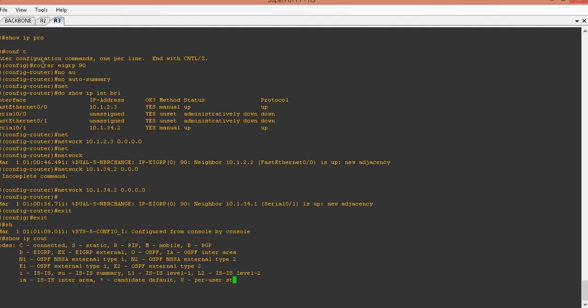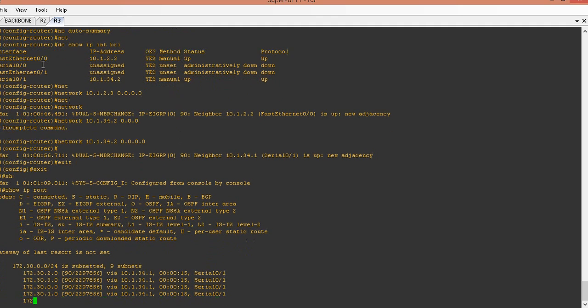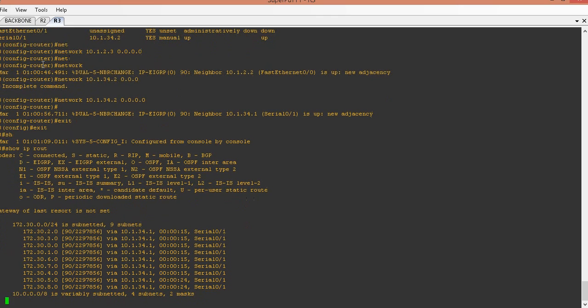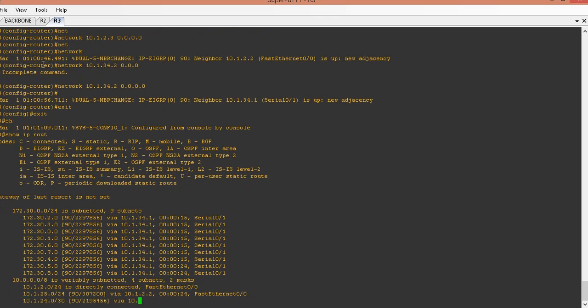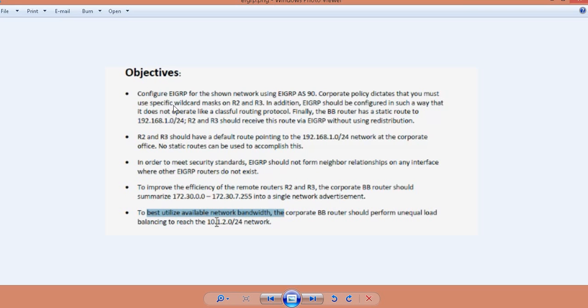by implementing this command, we see our routing table, and we can see all the loopback interfaces from the backbone router. They have been injected into our routing table. I can see the .24 network that connects, that is the serial network that connects backbone and router 2, and yeah, that's it. So we're done with objective 1.